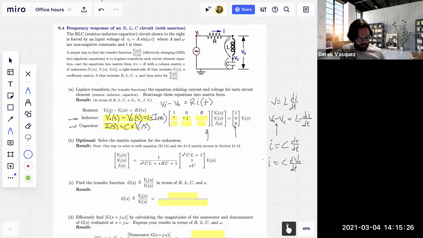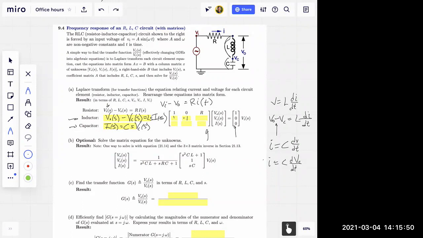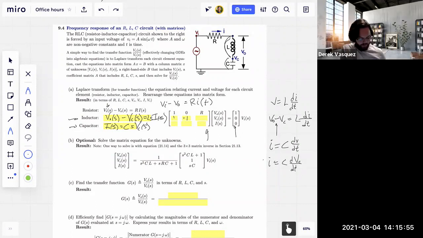So we have VI of s is what we're looking at here. So we move everything to the other side and we have, if we move this over here, a +1 times V0 of s plus 0 times VC of s plus R times I of s. Oh, okay, thank you. You see that? Okay, perfect.